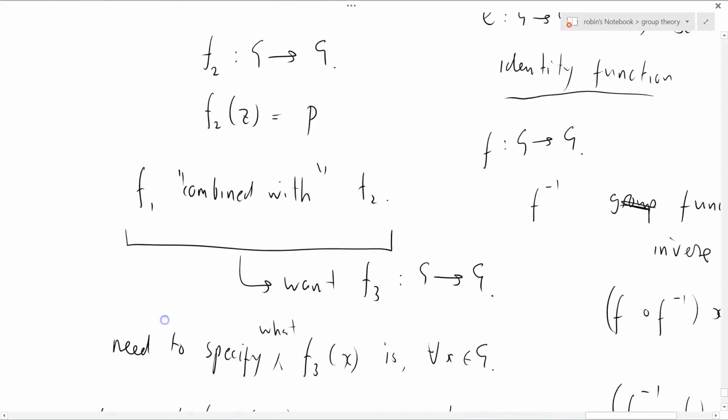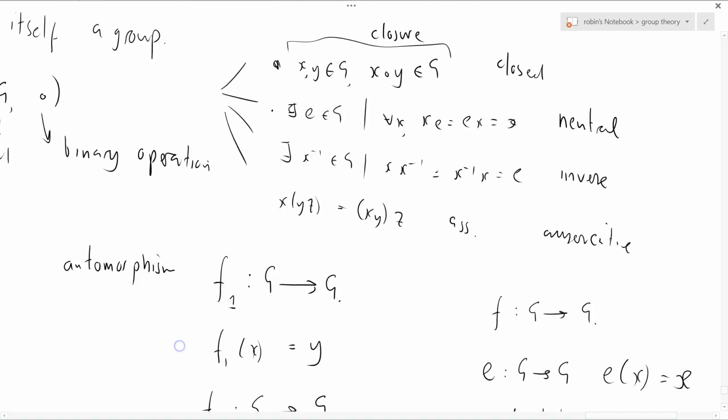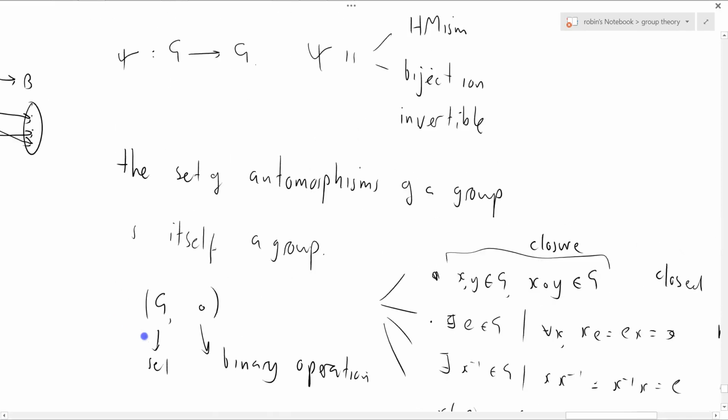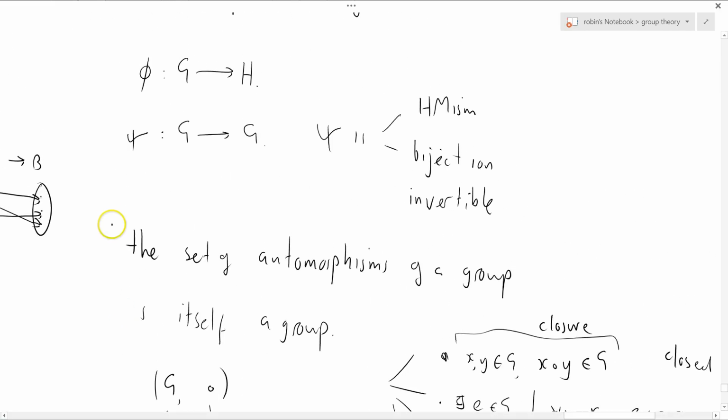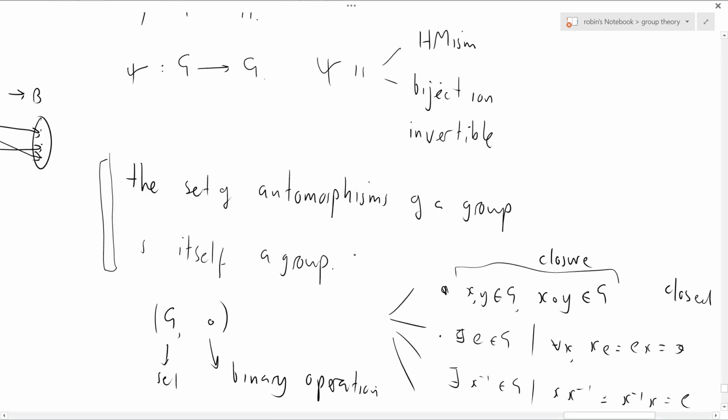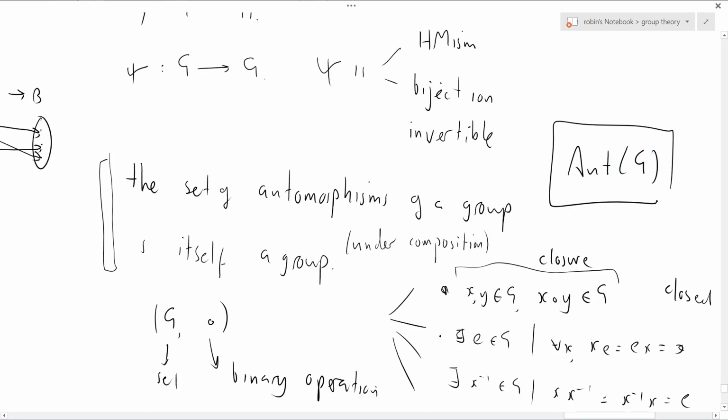We have established the result that I said I would, which is that the set of automorphisms of a group is itself a group, and I should have said under composition. I didn't say that at the beginning because I had to establish that composition was the right thing to do. But there it is. The set of automorphisms of a group is itself a group. It's called Aut(G). And that's quite a nice little group, and I'm going to stop there.